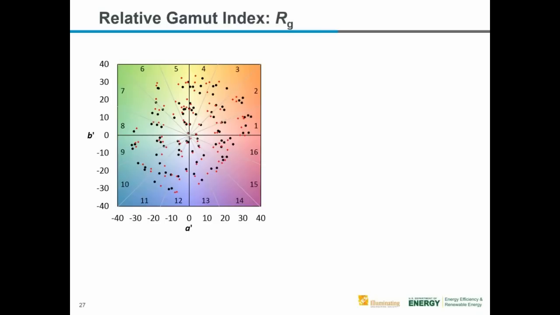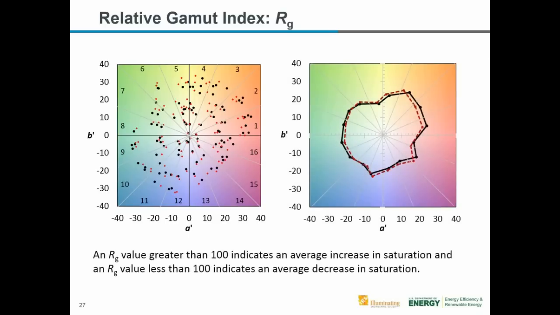On this image, the A'-B' plane is divided into 16 wedges or bins. Each bin contains numerous color evaluation samples. To determine the gamut index, the A' and B' coordinates are averaged for the color evaluation samples within each bin. And this result is shown at the right. The area with a black polygon represents the gamut for the reference illuminant, and the area with a red polygon represents the gamut for the test illuminant. The ratio of these two areas is multiplied by 100 to determine the gamut index RG.